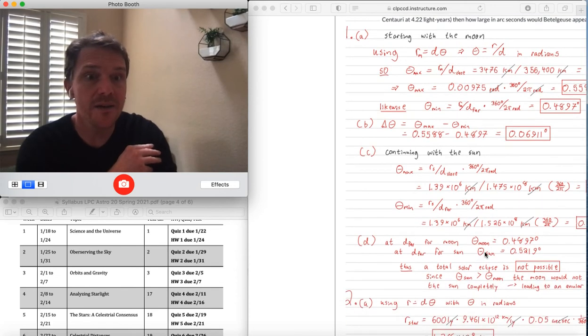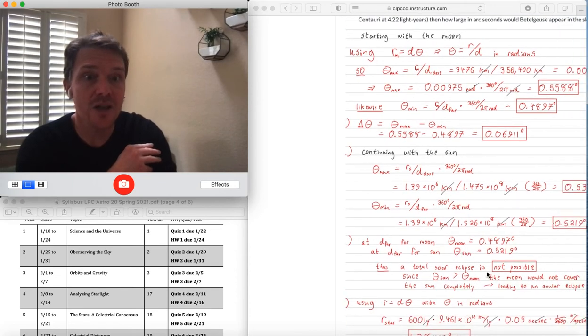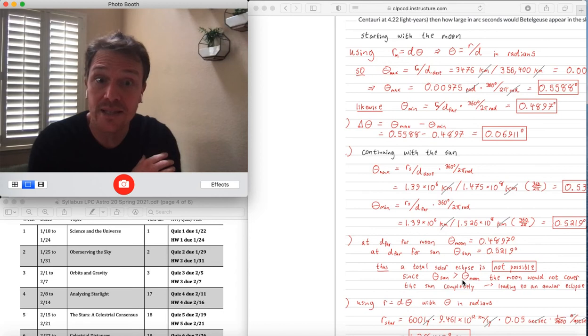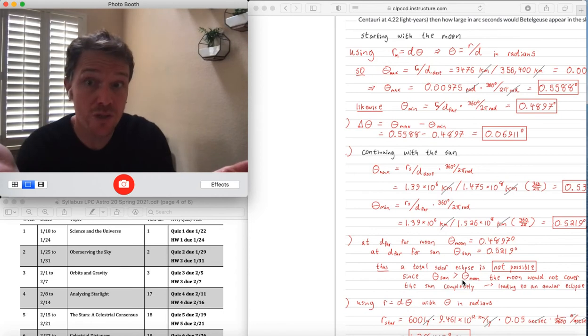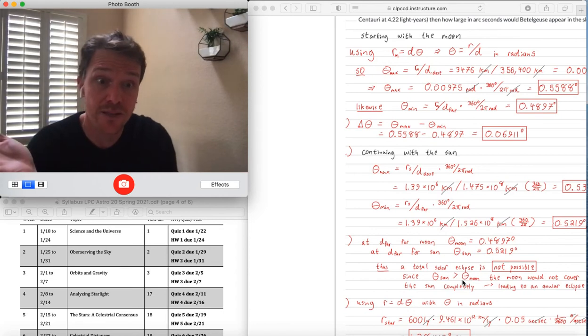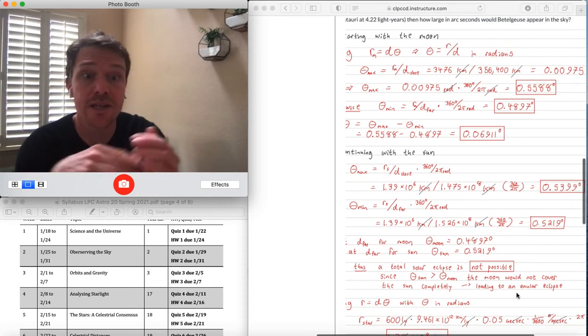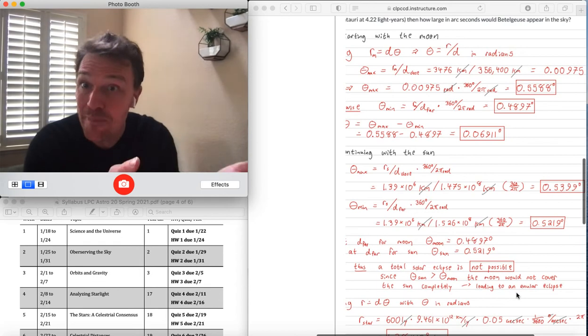And if we look down here, then we can see that it is not possible for a total solar eclipse, because the sun appears bigger than the moon when we're closest to the sun, but the moon is furthest from us. So in other words, the moon would not completely cover the sun, leading to what's called an annular eclipse. And those happen, right?